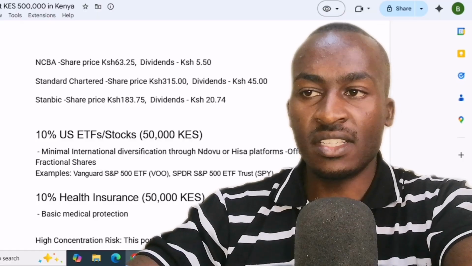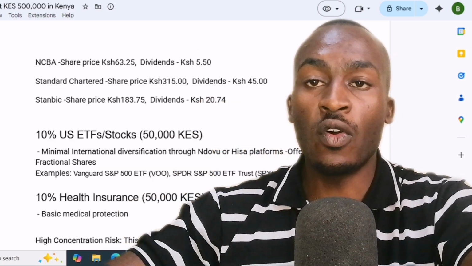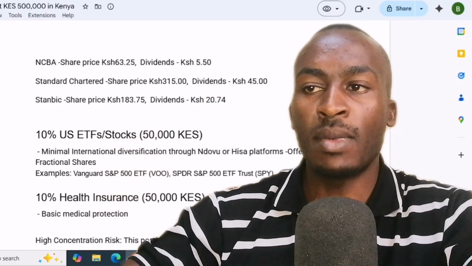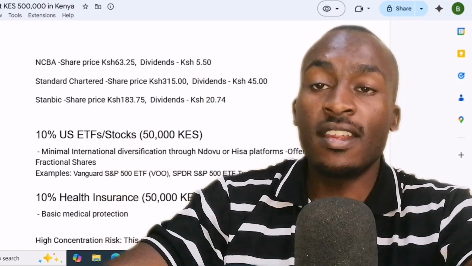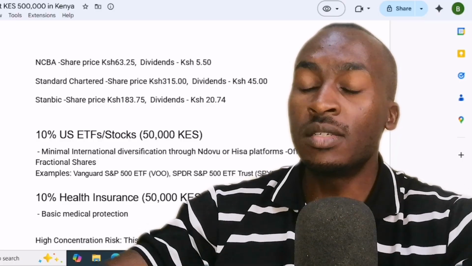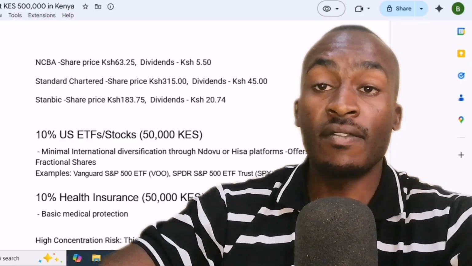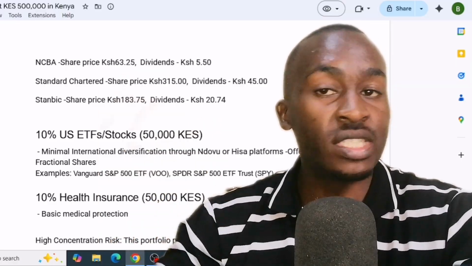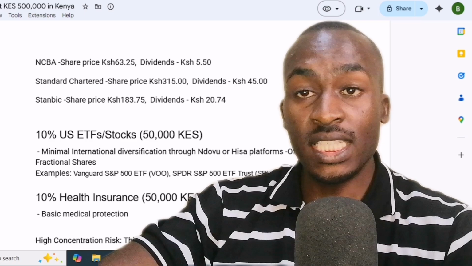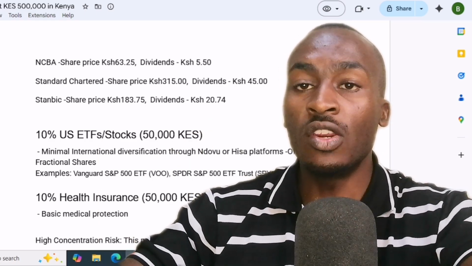And our next investment will be in the US stock market. And for this, I advise you to go for ETFs rather than individual stocks, because you get more diversification by investing in ETFs. And you can invest in these ETFs through platforms like Ndovu or ISA, and these platforms offer fractional shares. So let's say Vanguard S&P 500 ETF is going for 6,000 US dollars and you don't have that amount. You can purchase like 10% of that ETF, and that is what we call fractional shares, and that is possible through platforms like Ndovu or ISA.